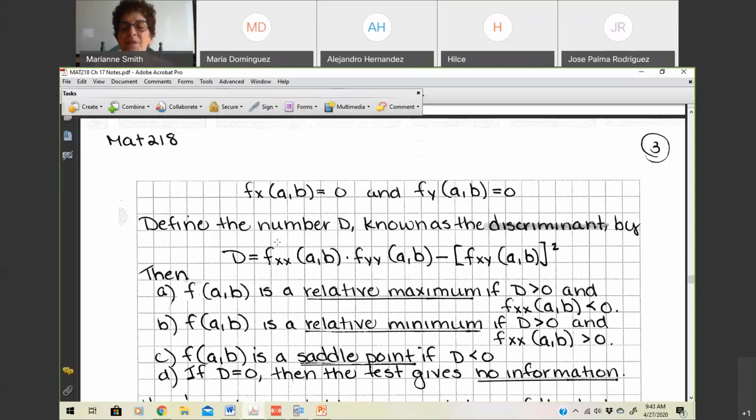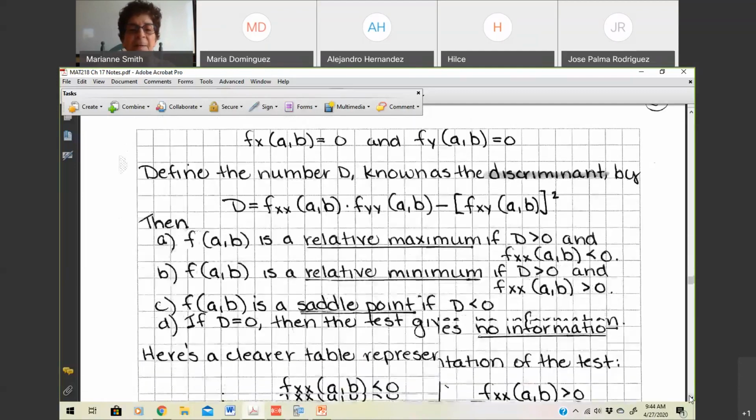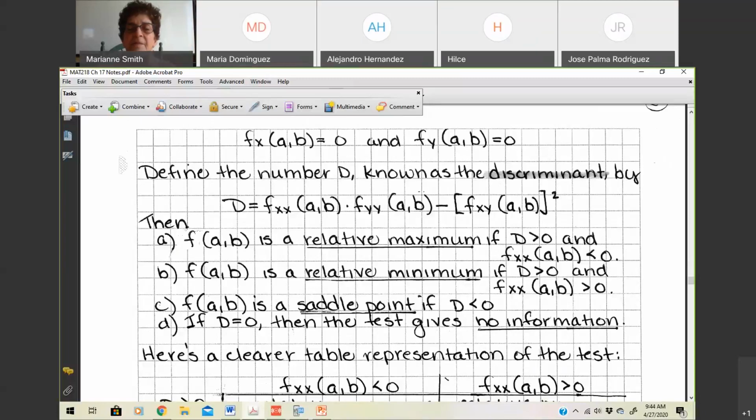This discriminant will tell you whether you have an extremum, like a valley or a mountaintop, or whether it's a saddle. Now if the discriminant is positive, that means you have a maximum or a minimum. So if this value comes out greater than 0, you have a maximum or a minimum.